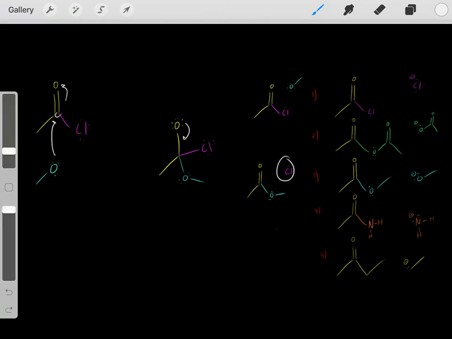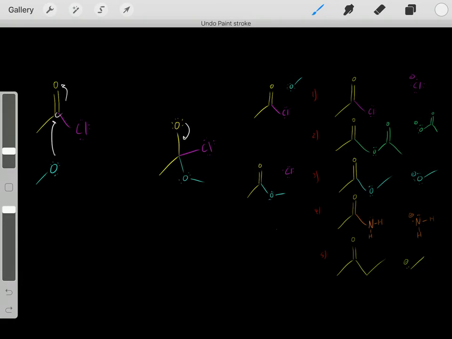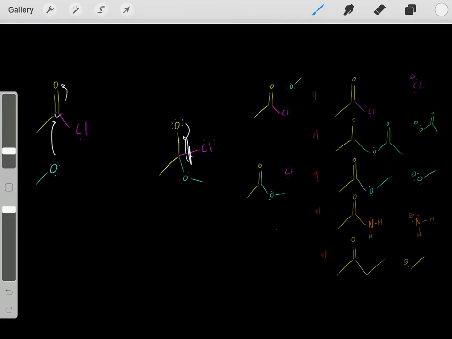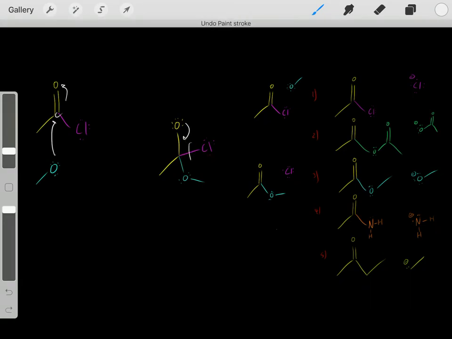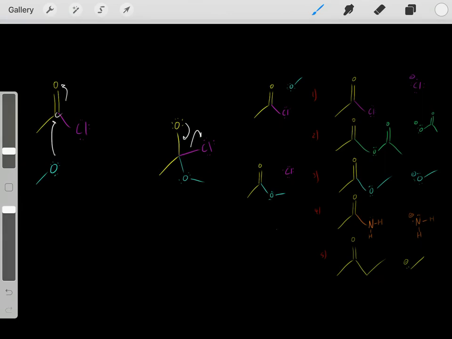But again, which one is the most stable leaving group? We know this chloride is the more stable leaving group. So we know nearly 99% of the time, once we form this tetrahedral intermediate, this is the bond that's going to be broken, because this is the better leaving group. So nearly every single time, this is the bond that's going to be broken. These electrons fall on this chlorine, and we're going to form this product.